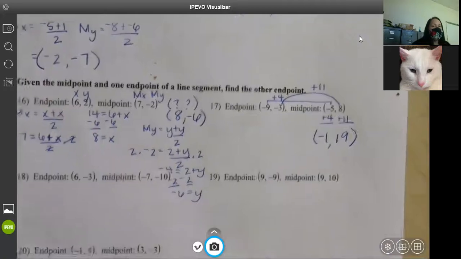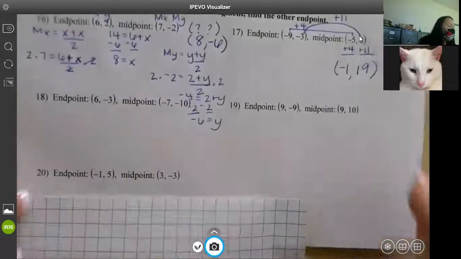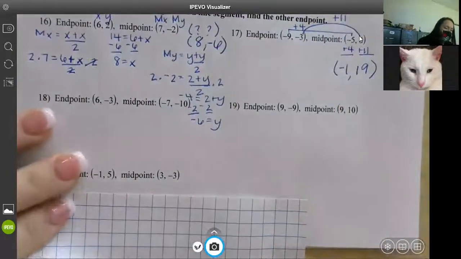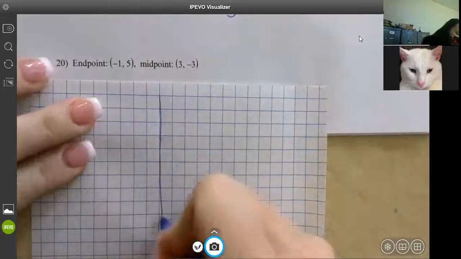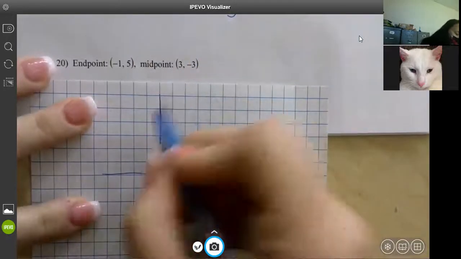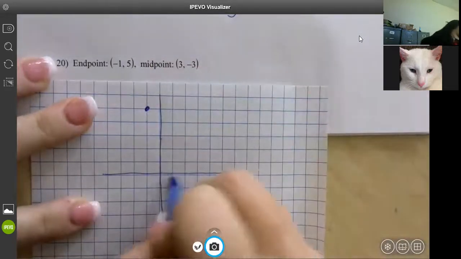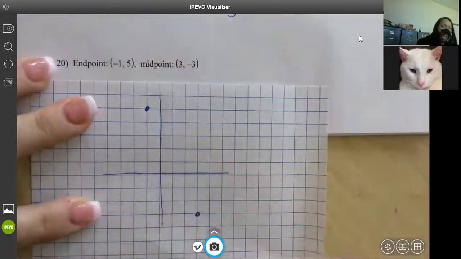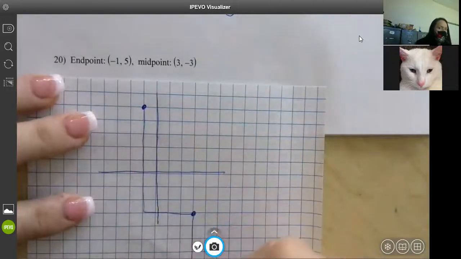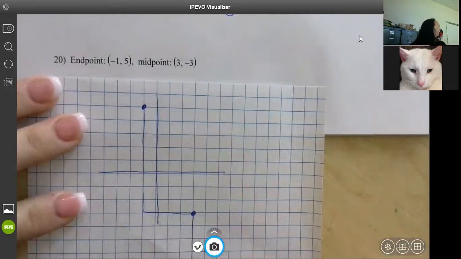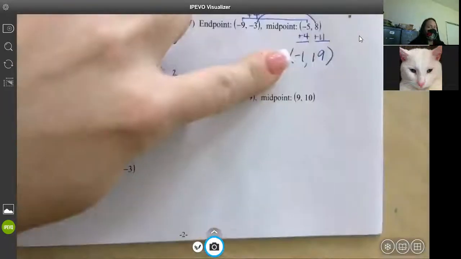Okay. Look at number 20 for a minute. I'll show you an even different way. If you would like to graph it and use Desmos, you can do that as well. So if we graph -1, 1, 2, 3, 4, 5, and we graph 1, 2, 3, -3, you can do your rise and your run, and then do the same rise and run and get the other point that's down there. Whatever you want to do, I don't care. This to me is the easiest way.